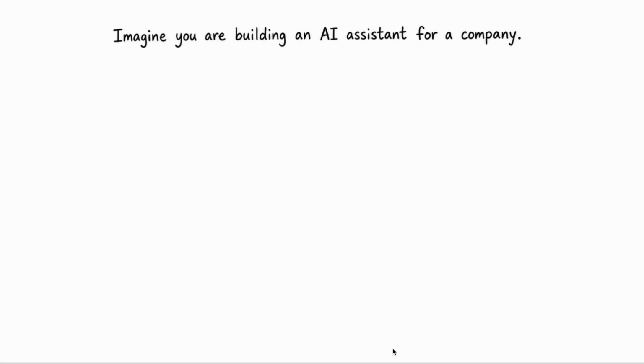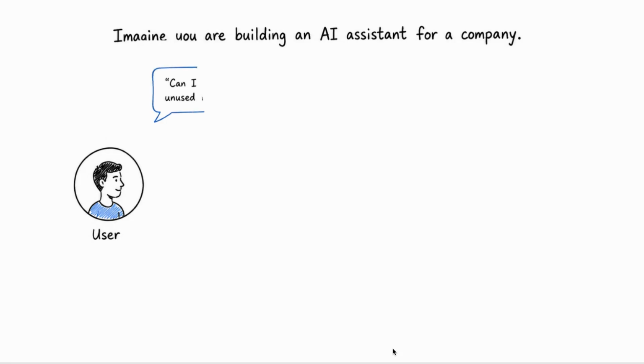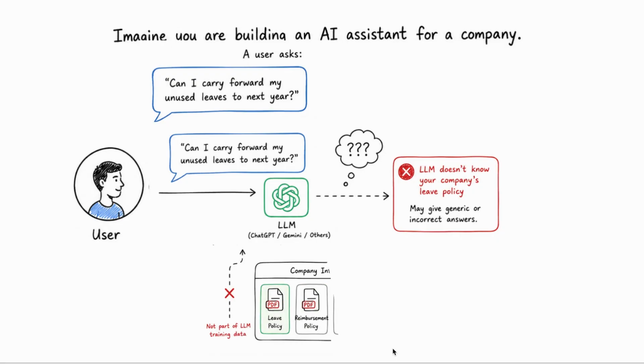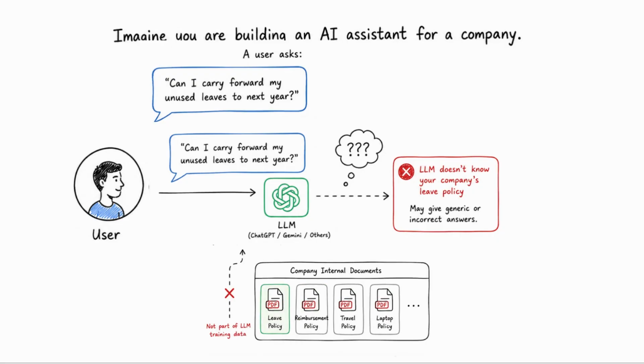Imagine you are building an AI assistant for a company. A user asks, can I carry forward my unused leaves to next year? Now think about this. Will an LLM, whether it is ChatGPT, Claude, or Gemini, or any other model, know your company's leave policy? The answer is no, because that policy is present in your internal HR document. It was not part of the model's training data.